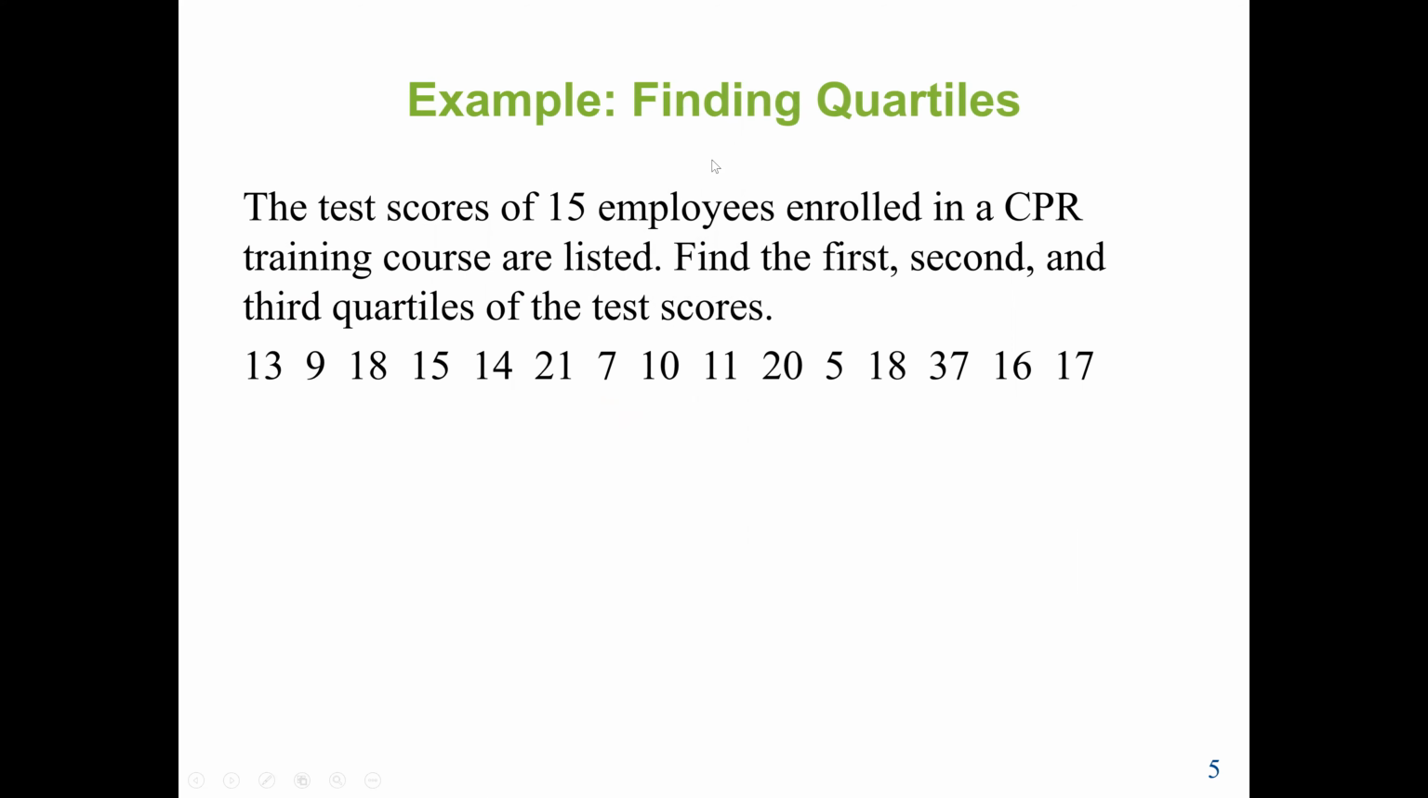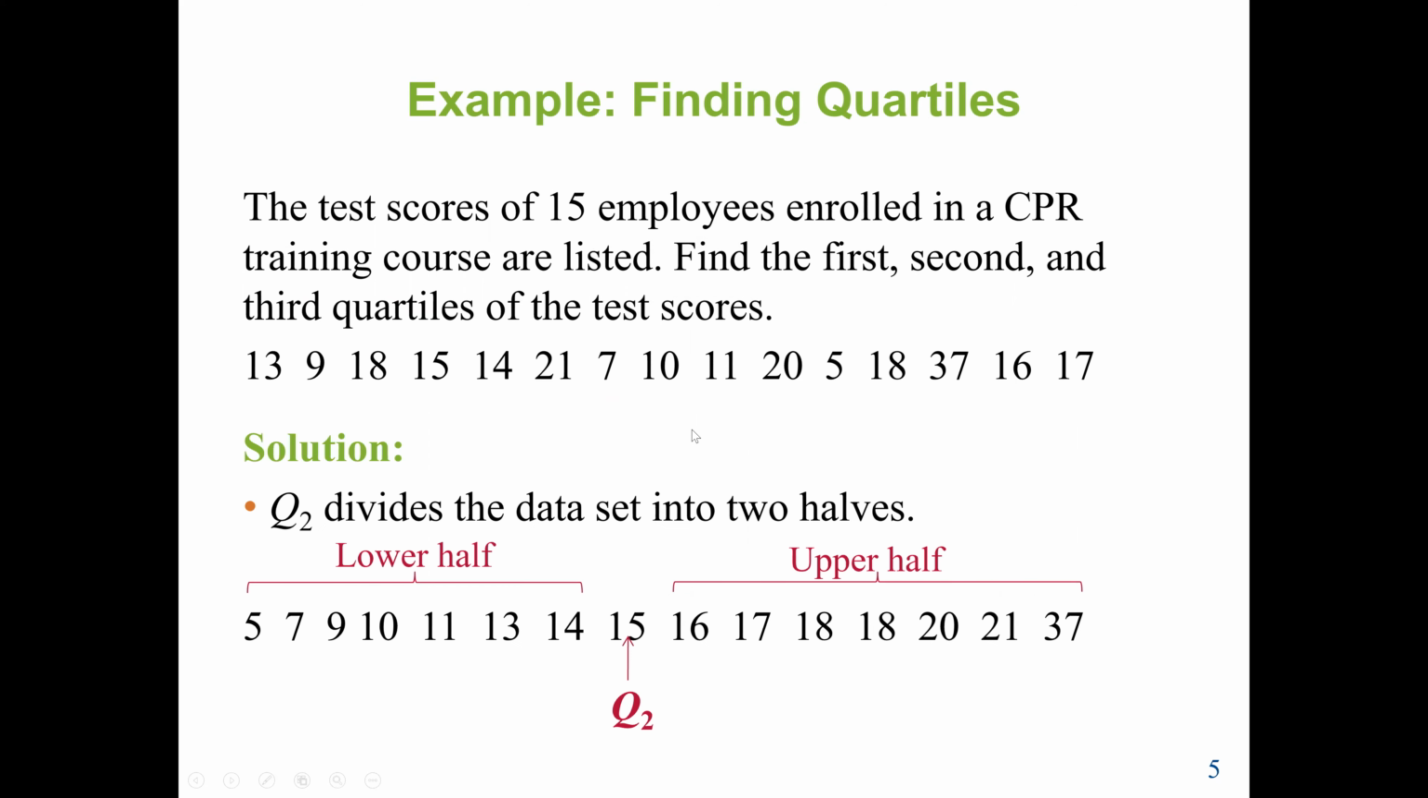So let's see one example here, finding the quartiles. We have a data set about 15 employees that enrolled in a CPR training course, and these are their test scores. In order to find the quartiles, first we have to put this data in increasing order. We can see the lowest value is 5, the highest value is 37. Then we divide the data into 2 equal parts. Since we have 15 values, this will give us only one middle value, which is the 8th position.